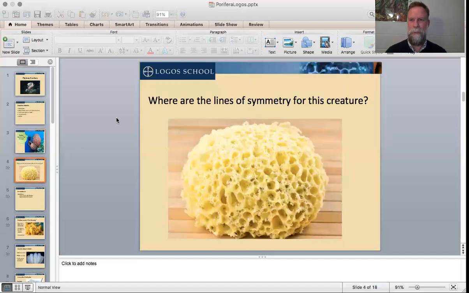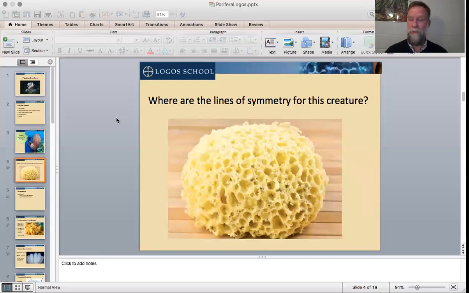The old bath sponge, really nice and soft. You can buy these still today. They're crazy expensive now, but they're beautiful. They're really neat, and that's the leftover skeleton, quote unquote, the protein spongin that you have right there.